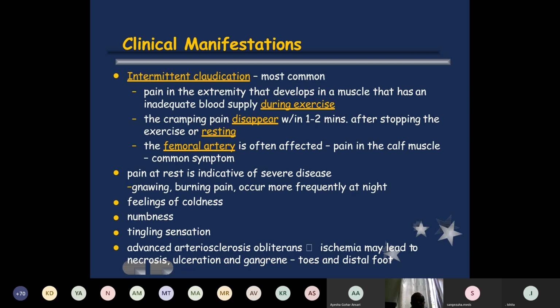Pain in the calf muscle is a common symptom. Pain at rest is indicative of advanced severe disease. Burning pain occurs more frequently at night. Feeling of coldness, numbness, tingling sensation, and in advanced cases, ulcerations, necrosis, and so on.